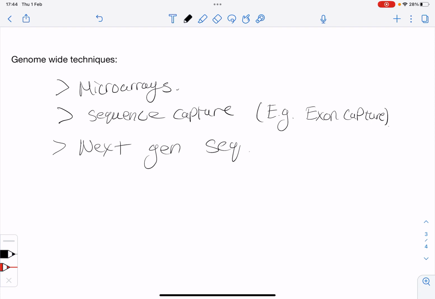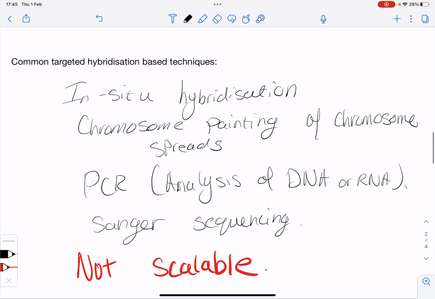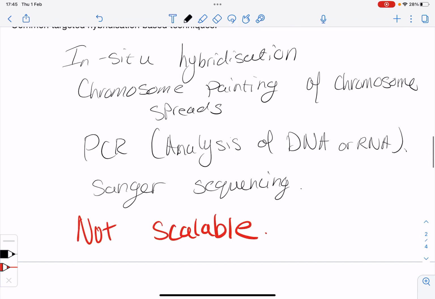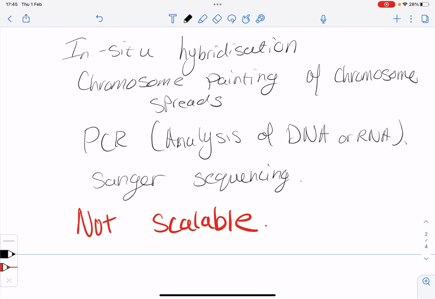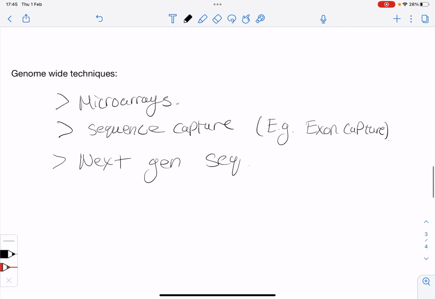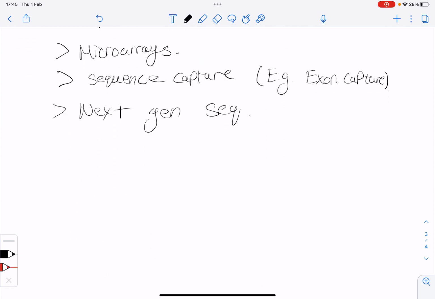So microarray, sequence capture, for example exon capture, and next generation sequencing are often used as genome-wide techniques, as they are able to analyze many thousands of segments of DNA, whereas the rest, such as chromosome painting or in situ hybridization, are not able to detect thousands of segments. So that is the main difference between these techniques.